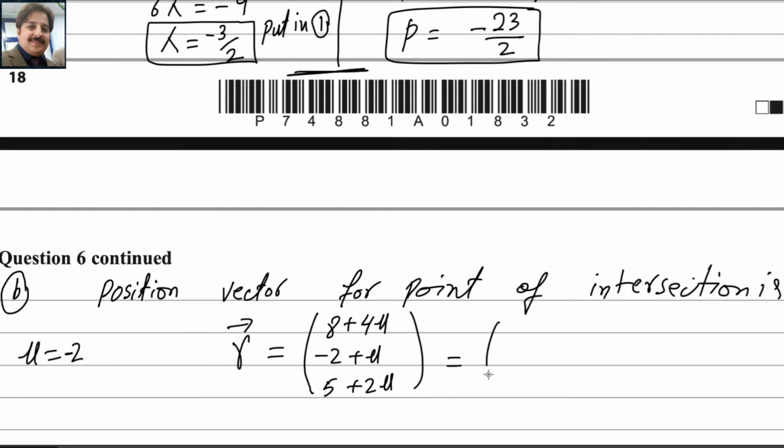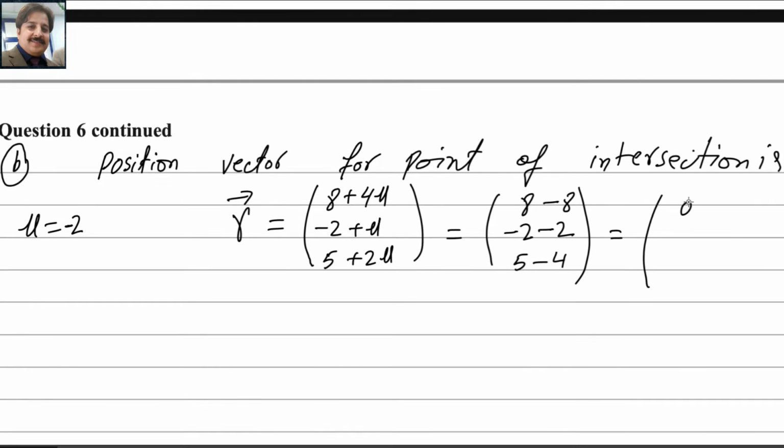Plug in the value of mu here, so it will be 8 minus 8, and this will be negative 2 minus 2, and this will be 5 minus 4. So the answer will be here 0, this will be negative 4, and this is 1. So you can write in vector form like 0i, no need to write that, so you can write here minus 4j plus k. So this is the position vector for the point of intersection. Second part is done.